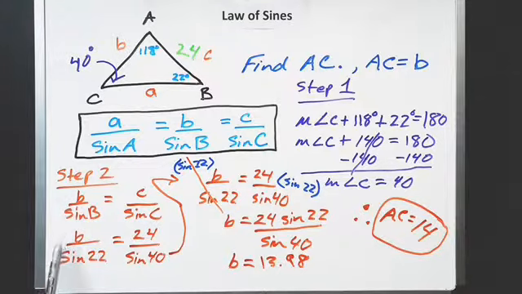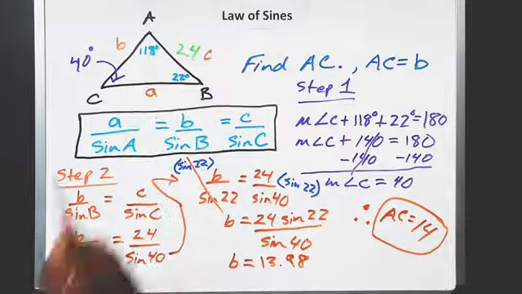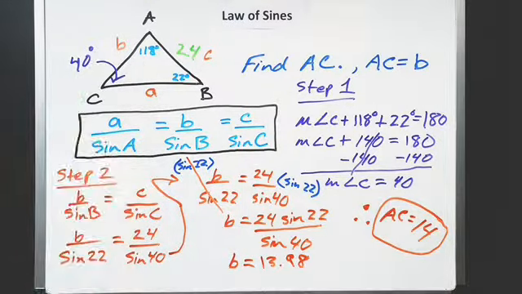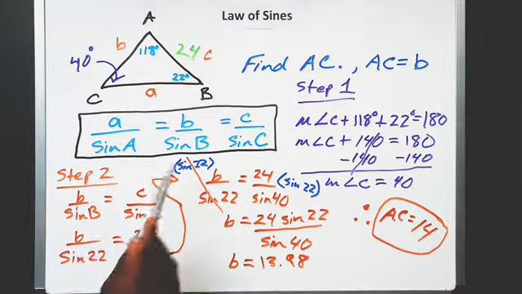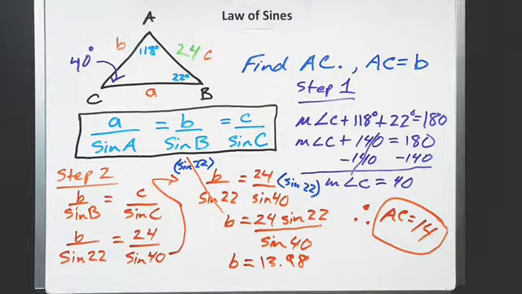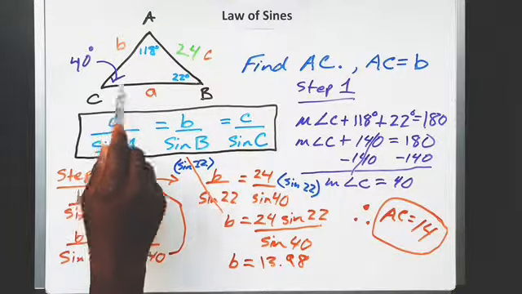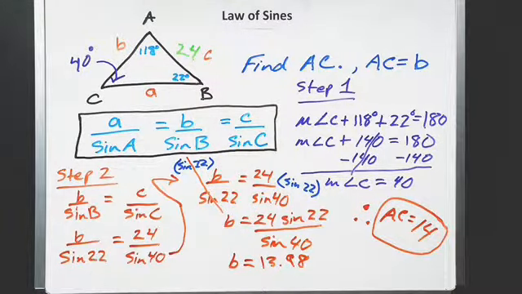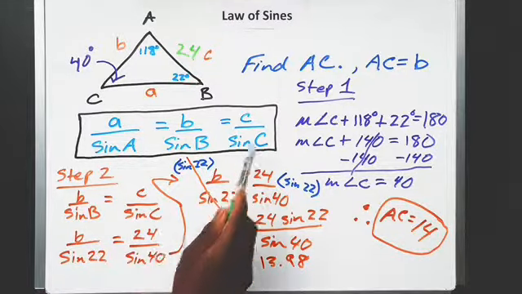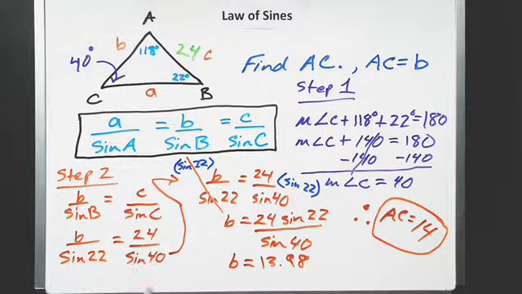Then I came over here to step 2 and wrote a proportion. I know they asked me to find side length AC, which is equal to lowercase b. So I wrote lowercase b over sine B, selecting it from here. And I decided to use angle C, knowing that we know the measure of angle C and side length lowercase c. So I set this equal to lowercase c over sine C, which came from here, substituted the values, and then solved for b. And this concludes our problem.